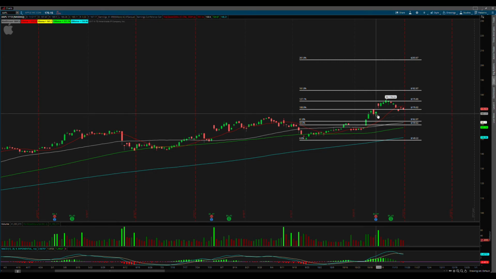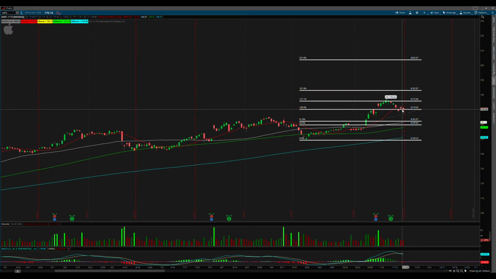This was the day of the earnings. Apple popped and then got stuck at this 176, 175 level, which was the 127% retracement. Could not get really over it. Made a nice U-shaped downturn. Filled the gap here on Wednesday. Thursday tested 100% again, and then Friday again tested.